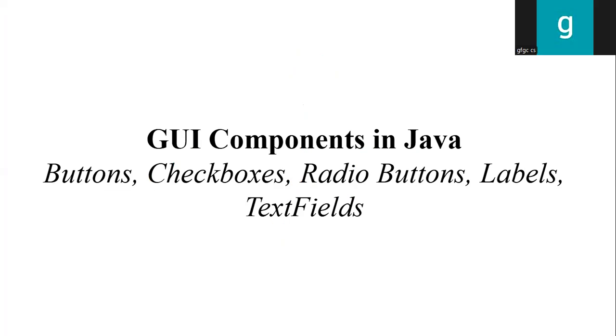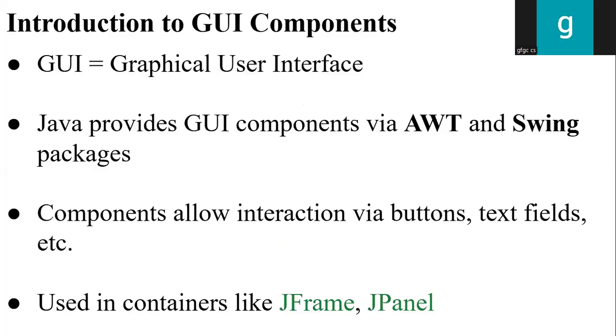First, UI components in Java. Here, I have selected only 5 components, and I am going to explain these components only. First one is button, checkboxes, radio buttons, labels, and text fields. Introduction to GUI components. GUI is equal to graphical user interface. Java provides GUI components via AWT and Swing packages. Components allow interaction via the button, text field, etc., used in containers like a JFrame and JPanel.